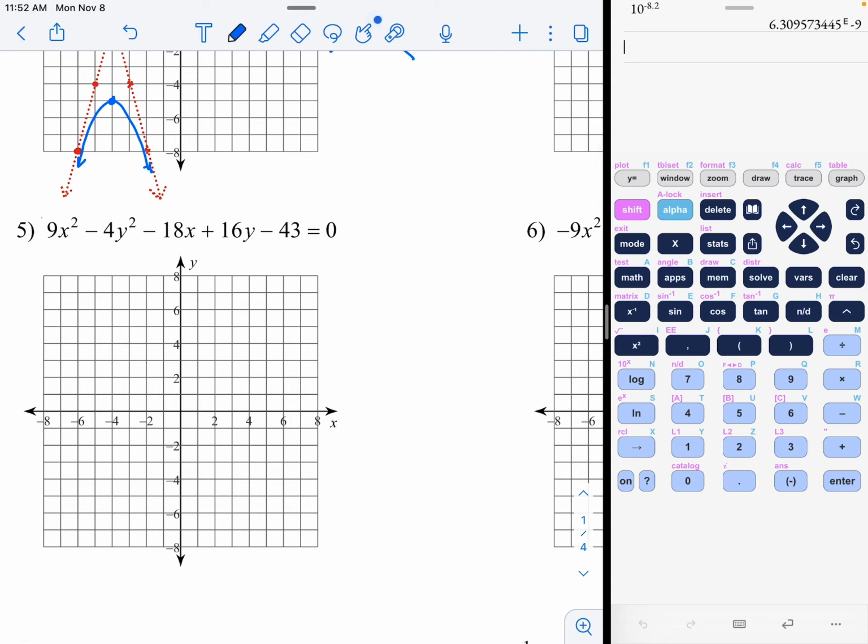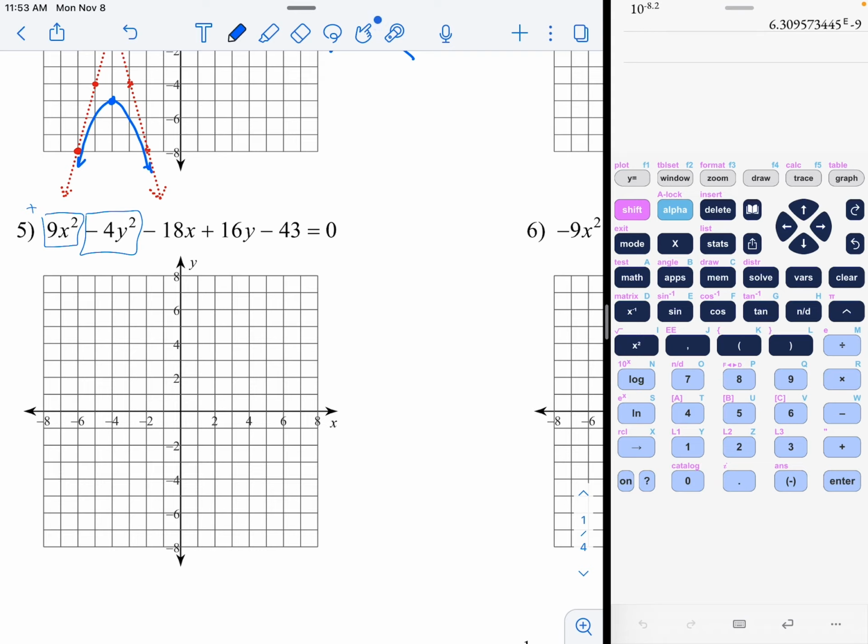I will notice that the x squared term is the positive term. That means it's going to be a horizontal hyperbola when I'm ready to graph it. And the y squared term is negative. That means it's not an ellipse and it's not a circle. All right, take your time. You did study this with ellipses. So let's get this thing in order.